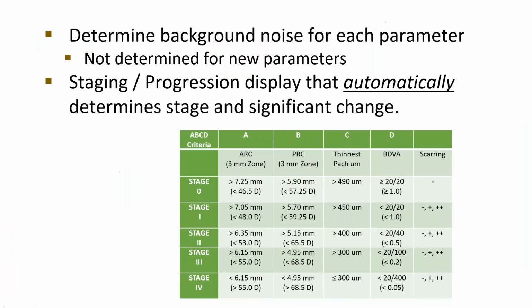And we know that the anterior surface is often a late changing surface. And we really want to pick up disease and pick up progressive disease as early as possible. So as I already alluded to, it was very important for us to determine the background noise for each parameter. And you can see here, this is actually the ABCD criteria. And these are the parameters again: the anterior radius of curvature from a 3 millimeter zone at the thinnest point, posterior radius of curvature, 3 millimeter zone at the thinnest point, and the thinnest pachymetry.